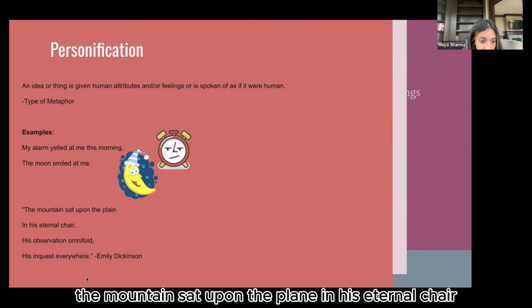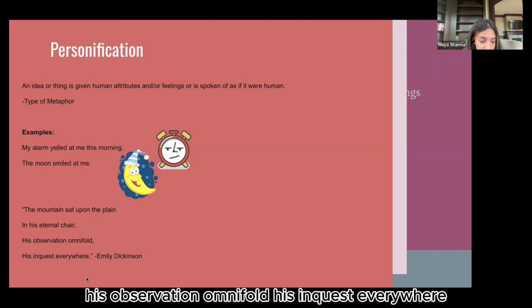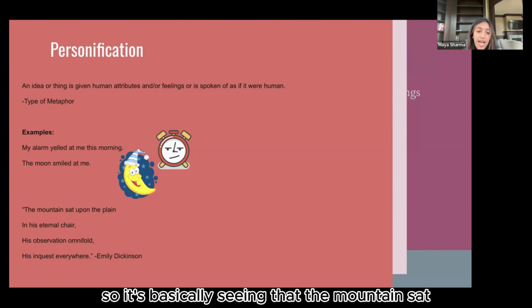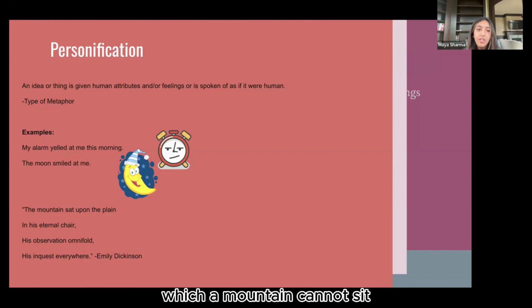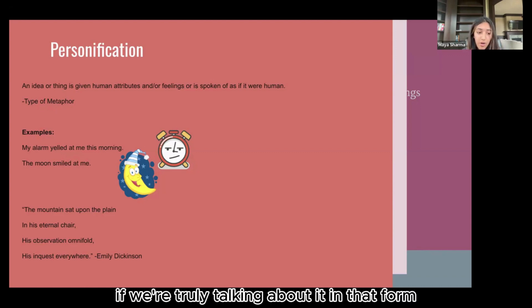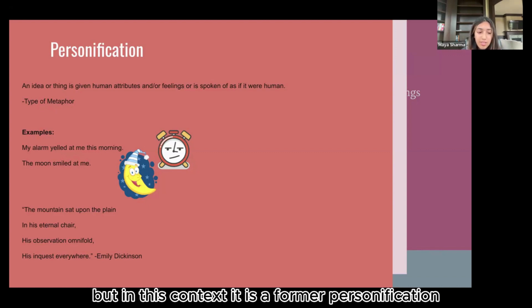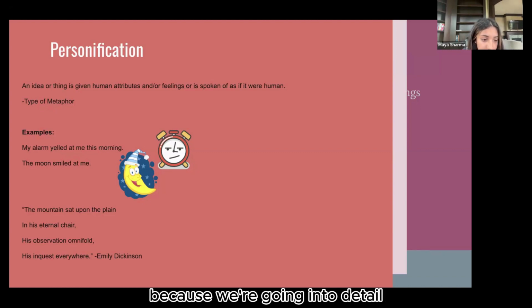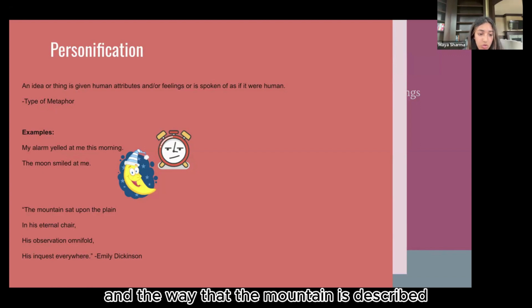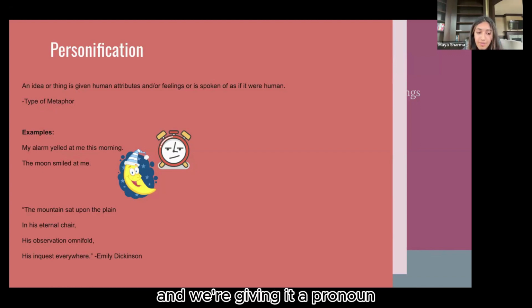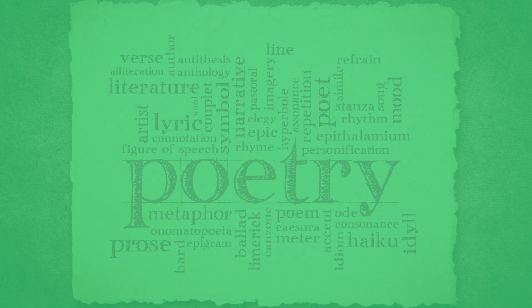"The mountain sat upon the plain in his eternal chair, his observation omnifold, his inquest everywhere." So it's basically saying that the mountain sat, which a mountain cannot do. But sometimes it can be confusing because you don't really know if we're truly talking about it in that form. In this context, it is a form of personification because we're going into detail, and the way that the mountain is described almost sounds like a person, and we're giving it a pronoun. Next up is imagery.